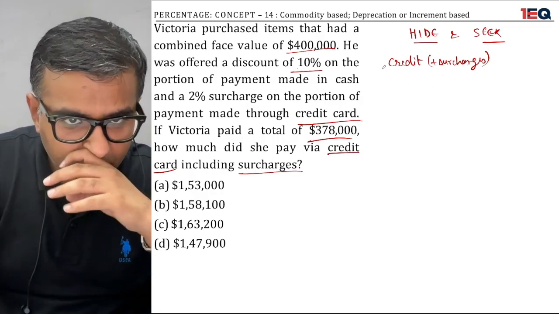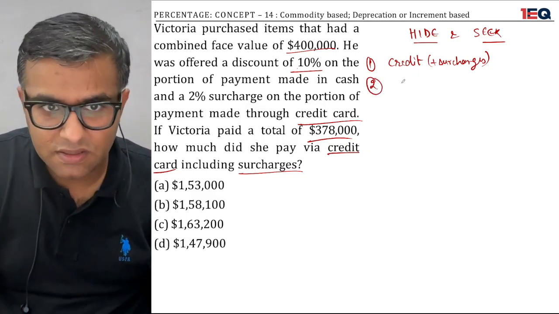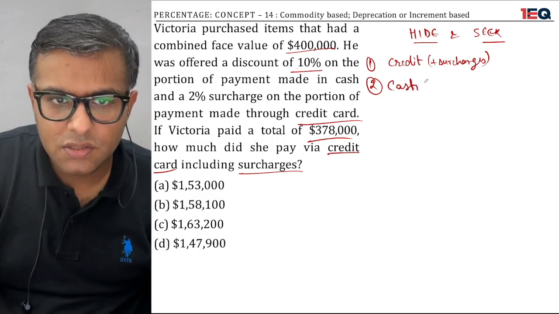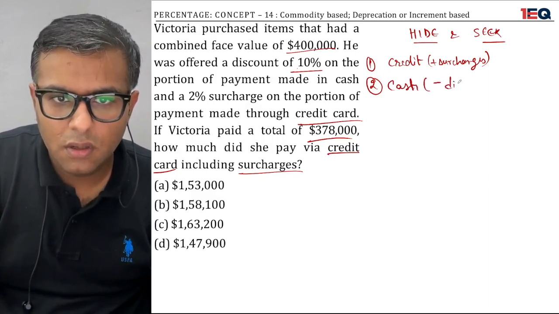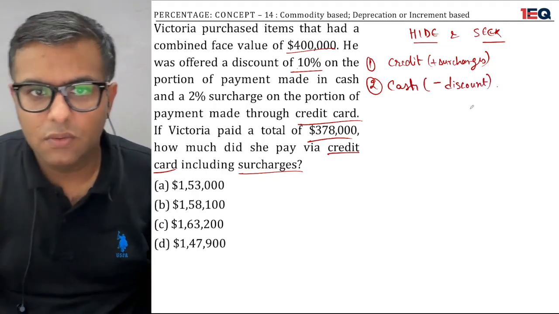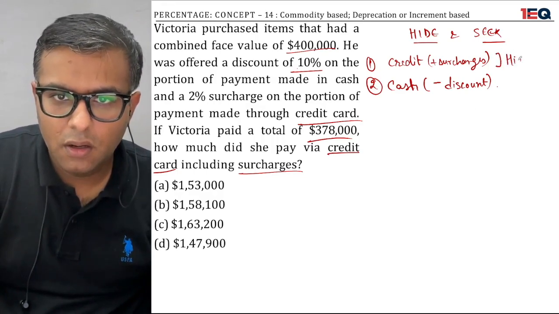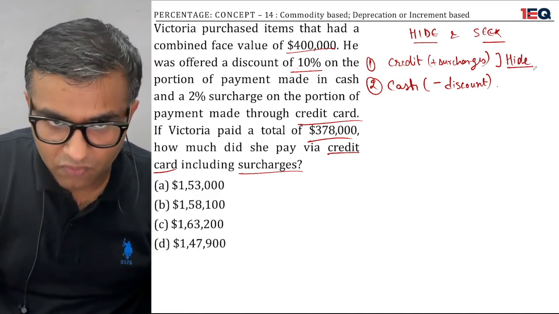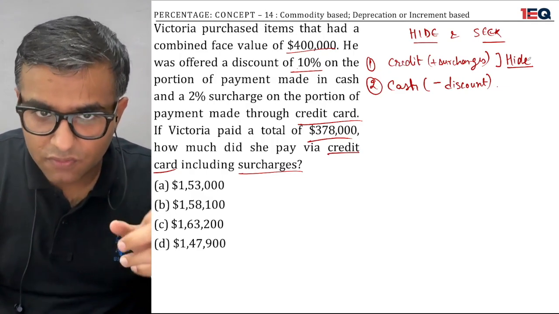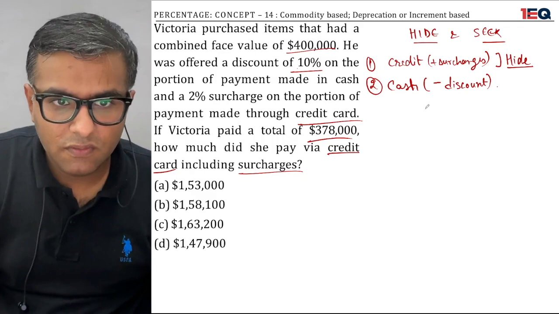In the question we have two ways of paying: credit card plus surcharges, and cash minus discount. So what we'll do is hide the credit thing. Why am I hiding the credit thing right now? Because if I hide the credit thing, this would come out in the end and give me the final answer.